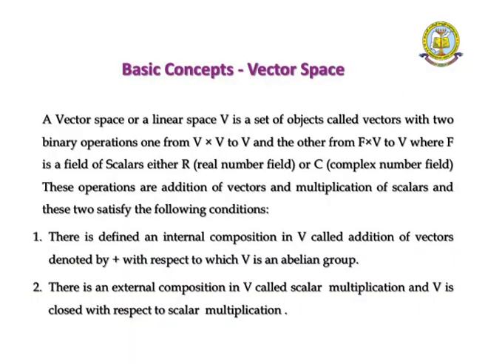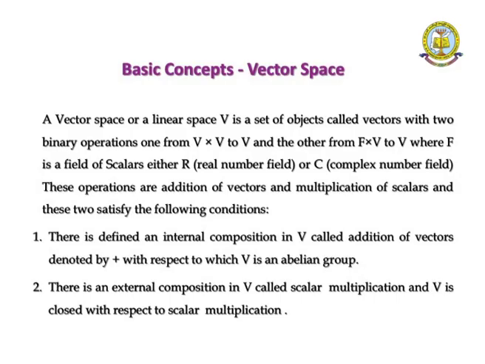What is a vector space? A vector space or a linear space is a set V over the field F, said to be a vector space if there is an internal composition in V called addition of vectors with respect to which V is an abelian group, and V is closed with respect to scalar multiplication. That is, a belongs to F, alpha belongs to V implies a alpha belongs to V.